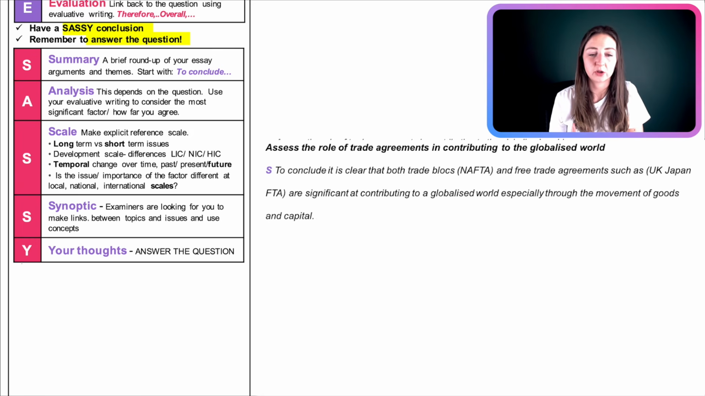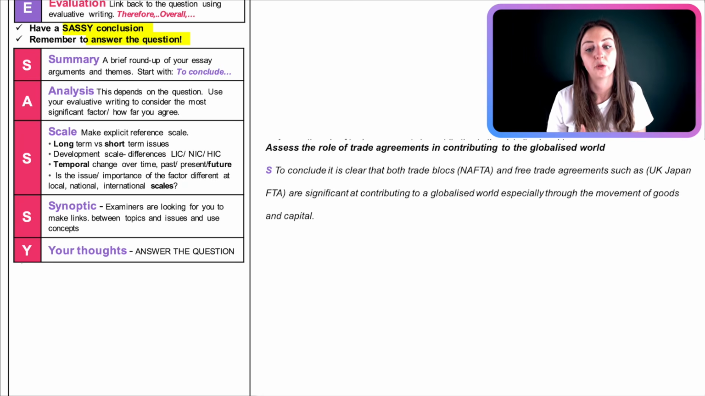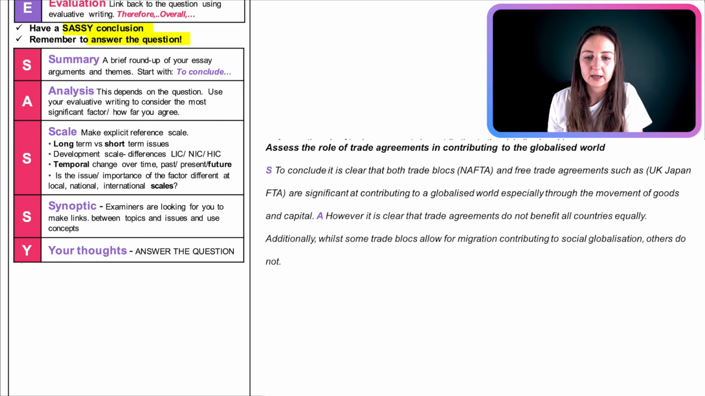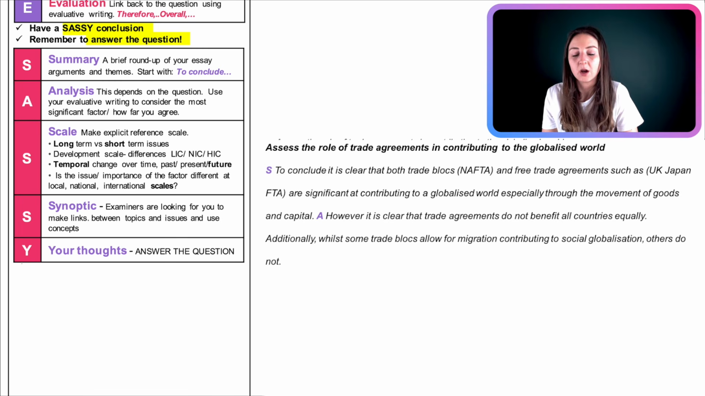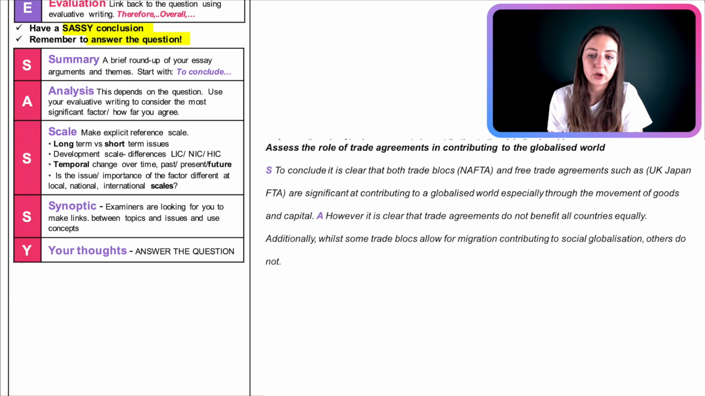So you're showing that you have a good understanding of globalisation there because you're also talking about the flow of goods and capital. And if your analysis here, this is part of the critique we've looked at. However, it is clear that trade agreements do not all benefit all countries equally. Additionally, while some trade blocs might allow for migration, contributing to social globalization, others may not. So this kind of depends on what you've said.